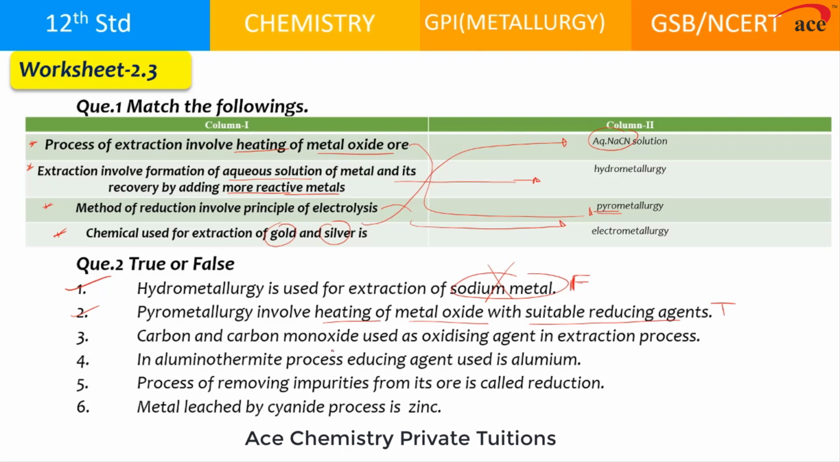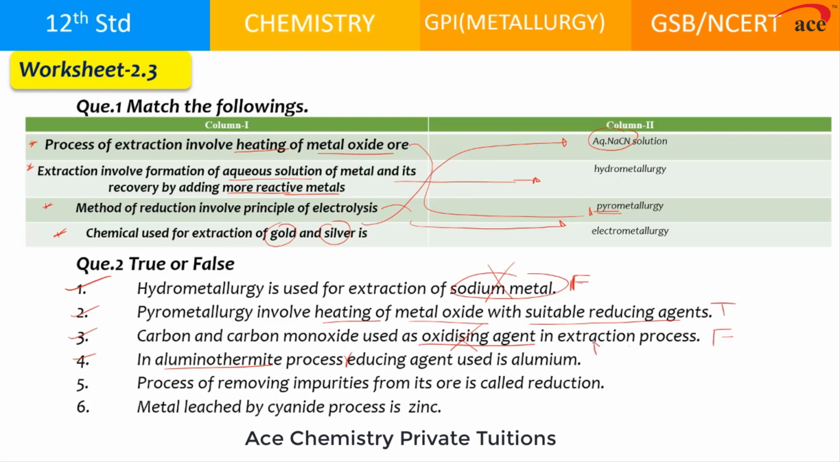Carbon and carbon monoxide are used as oxidizing agents in the extraction process. No, it is a false statement, because carbon and carbon monoxide cannot be used as oxidizing agents. They are used as what? Reducing agents. In the aluminothermite process, the reducing agent used is what? Aluminium. In this case, what happens?